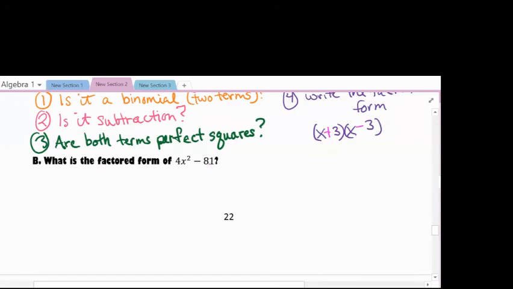So because we've determined that this is a difference of squares, I'm just going to write the 2x and the 2x and the 9 and the 9, and then one of them's positive and one of them's negative. So this difference of squares should be pretty quick for you. You just have to be able to identify that that's what you're looking at.